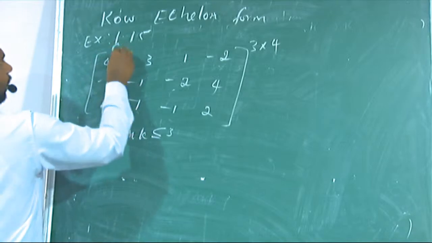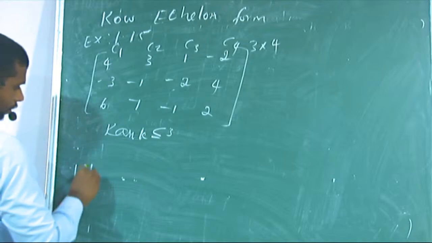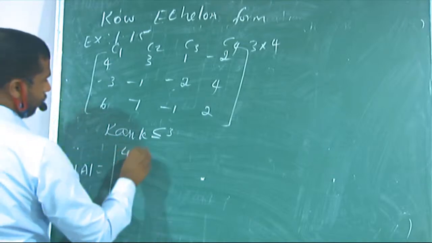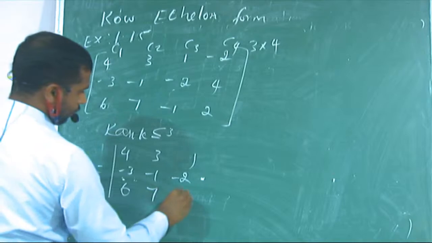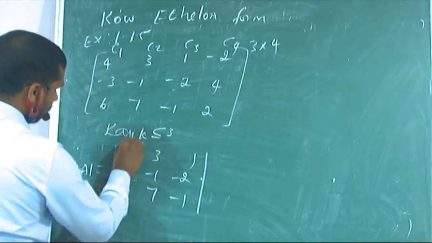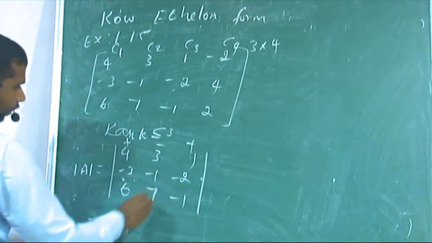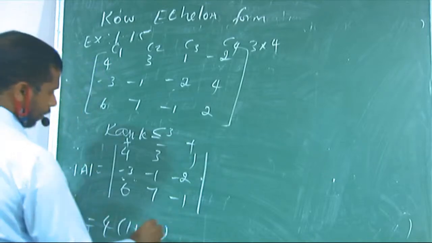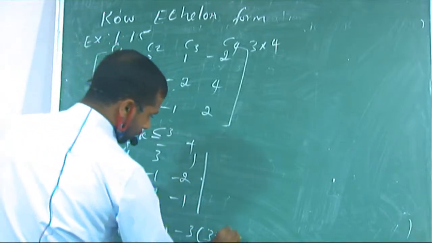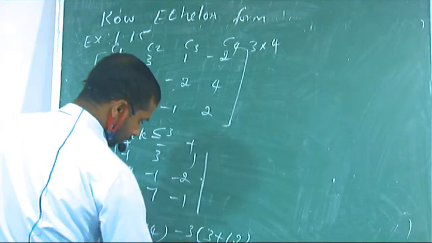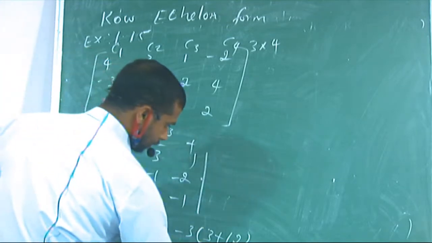Okay, I have taken the columns one by one: C1, C2, C3, and this is C4. First I have taken C1, C2, C3. What will happen? 4, 3, 1, minus 3, minus 1, minus 2, 6, 7, minus 1. Signs convention plus, minus, plus. So 4 into minus 1 into minus 1, positive 1. Cross multiply means plus 14. Next term, minus 3 into minus 1, positive 3. Cross multiply means plus 12. Then third term, minus 3 into 7 means minus 21. Cross multiply means plus 6.